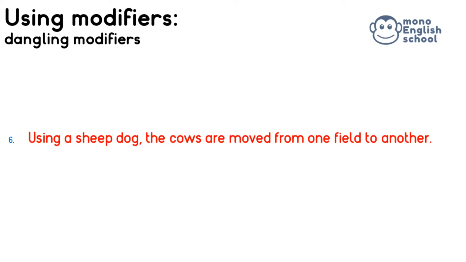A second example. Using a sheepdog, the cows are moved from one field to another. The modifier here, using a sheepdog, seems to modify the cows, but of course cows don't use sheepdogs. There is no other word for the modifier to connect to. This is therefore a dangling rather than a misplaced modifier.